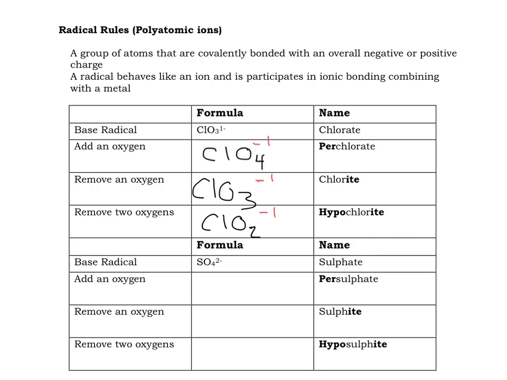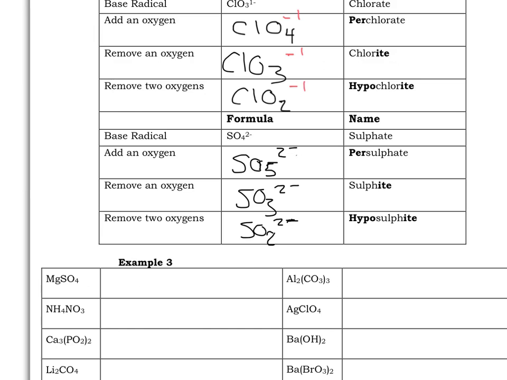Okay, so try now with the sulfates and see how that goes. So pause the video and try the different forms of sulfate. So here are the different forms of sulfate. We got SO5 2-, which is persulfate, SO3 2-, sulfite, and SO2 2-, hyposulfate. So try with the additional examples we have down below here to name them correctly. You do have a list of polyatomic ions on the backs of your periodic tables.